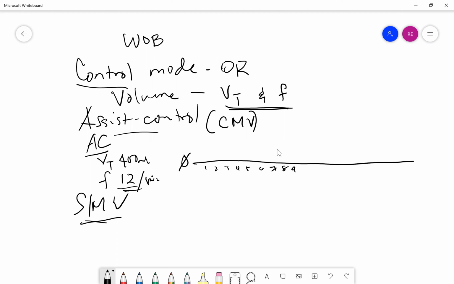Every 5 seconds. Okay, so let's say the patient gets a breath here. Psst. It doesn't go to 0. Remember I mentioned PEEP last week? So PEEP will keep it from going to 0 pressure. There will be anywhere from 5, 10, 15 centimeters of water pressure at the end. So there's no 0 pressure at the end of exhalation.